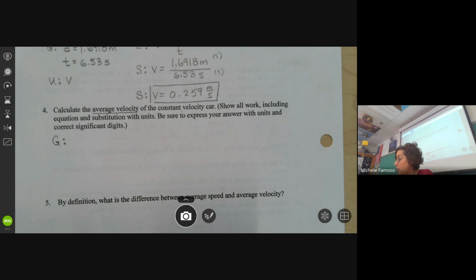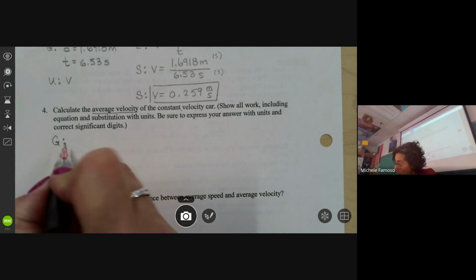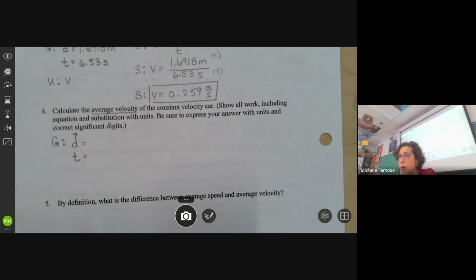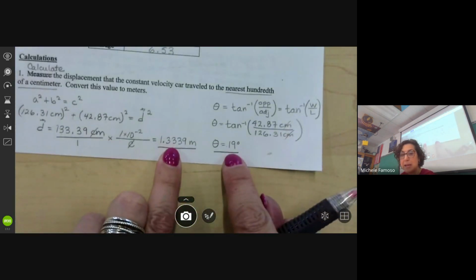Okay, so what are the two measurements we need in order to find the velocity? Can you name them? No. Aiden, can you help him out? What things do you need to get velocity? You need the displacement and the time. Where are we going to find our answer for the displacement? Miranda, where am I going to get my displacement from? Yes, number 1.